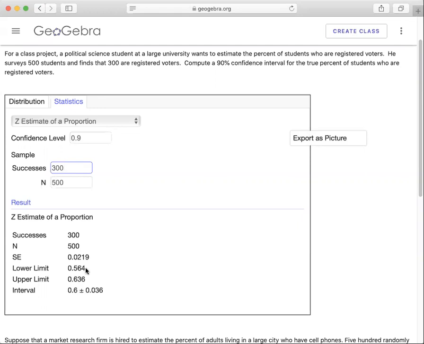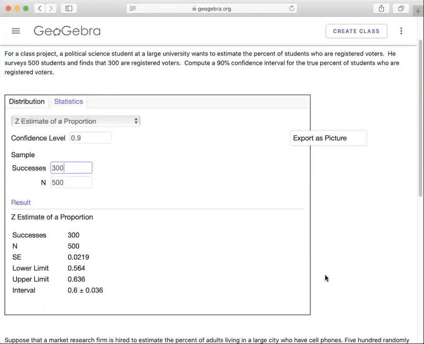So for the answer, you write the lower limit first. It's going to be 0.564. And the upper limit you write over here, that would be 0.636. That would be your answer. And you can write it in interval form: open parenthesis, 0.564, and then 0.636, and then close parenthesis.